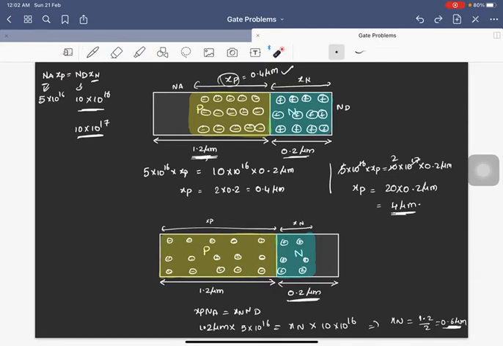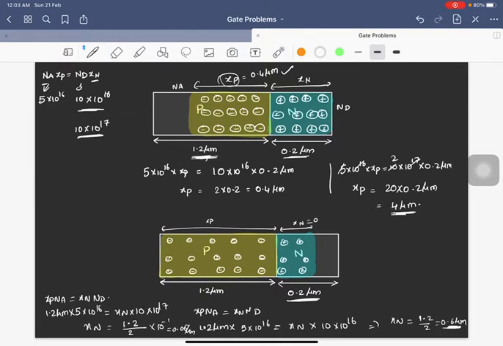Now let's think in this way. I will be doing here xp into Na equal to xn into Nd. So xp is how much? 1.2 micrometer. Na is 5 into 10 power 16 and xn we need to find out. Nd is 10 into 10 power 17, right? So therefore xn becomes 1.5 by 2 into 10 power minus 1, that is 0.06 micrometer. Okay, that's what we got.